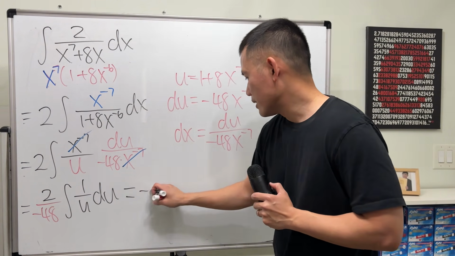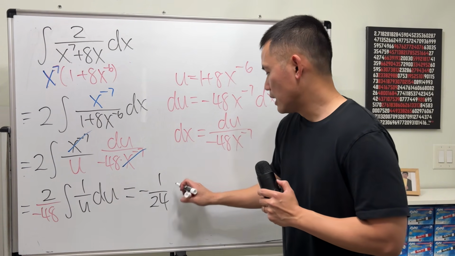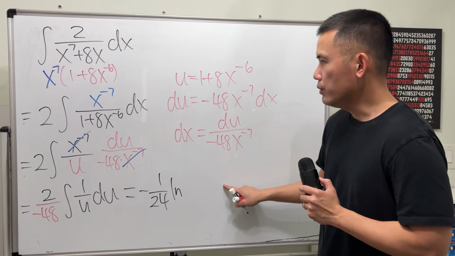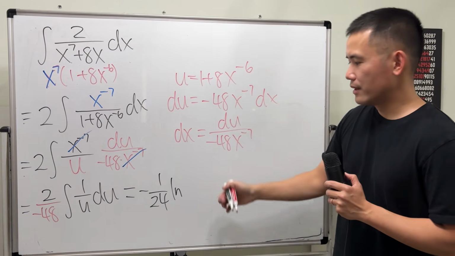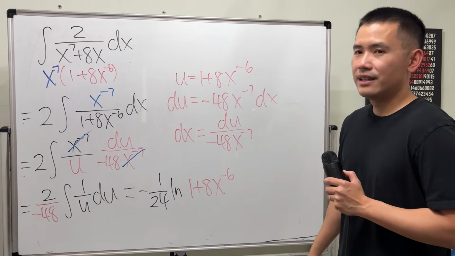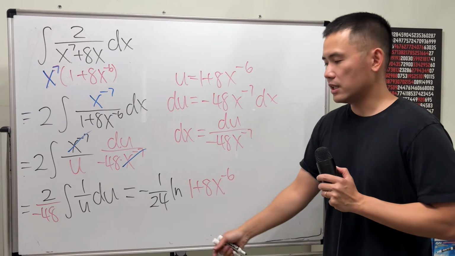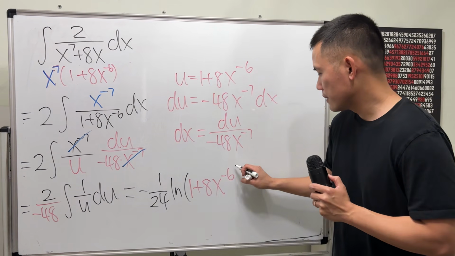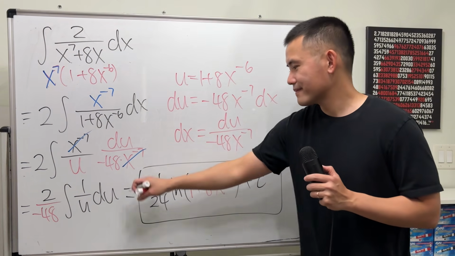That reduces to negative 1 over 24, and then the integral of 1 over u is just ln absolute value of u. u is what? u is this right here: 1 plus 8x to the negative 6. Usually you put absolute value, but this is never negative, so parentheses will do it. That's it.